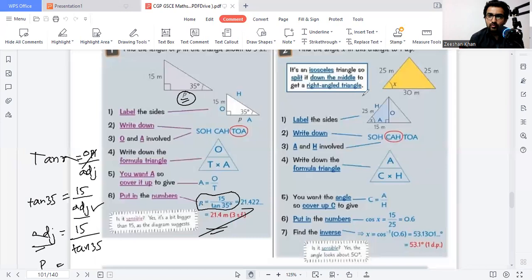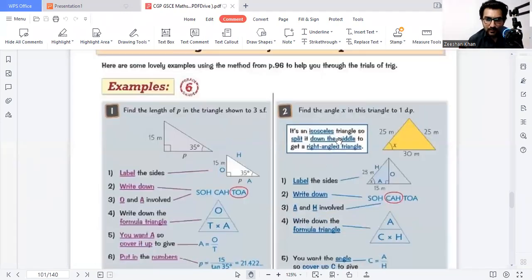All right, let's work on example 2. Example 2 is a bit different. It says find out the angle. Now in this question, you need to find the angle. And one important thing, if you see, this triangle is not a right angle triangle, it is called isosceles triangle. It is not right angle triangle.